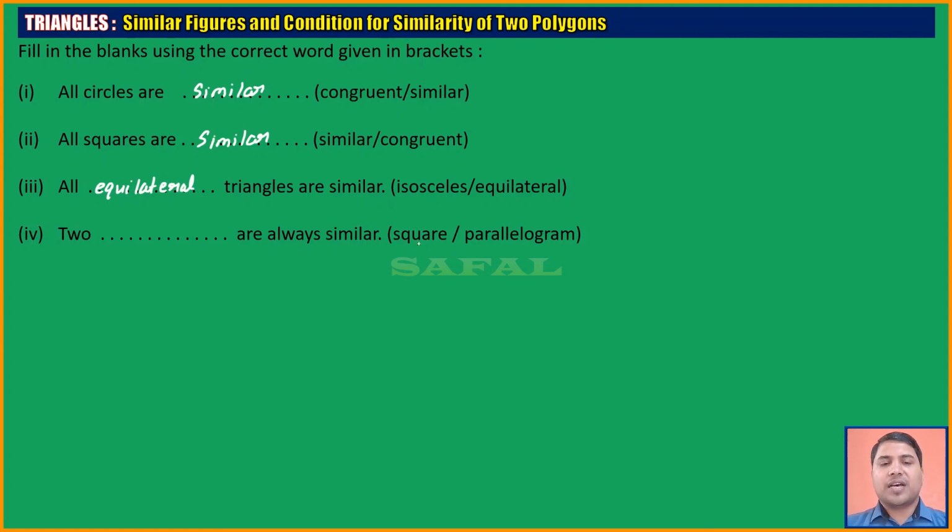Options are square and parallelogram. Of course squares we have seen, they are similar, but two parallelograms need not always be similar, because opposite sides are parallel, but you never know whether angles are equal or not and sides are proportional or not. But for the square it is always. So here the answer will be square. So with that we have finished the session on similar figures and condition for similarity of two polygons.